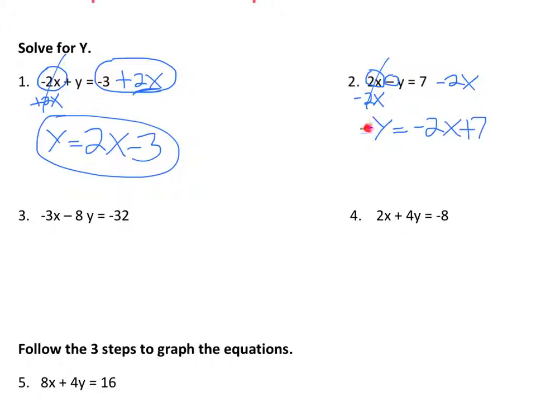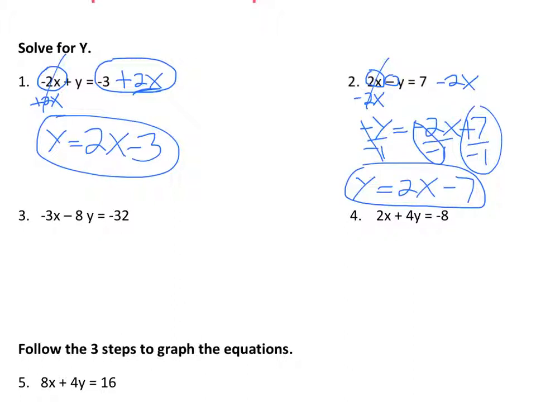And then I still want to get rid of this negative because I want Y by itself. So if I get rid of that negative, I divide everything by negative 1 from both sides. This cancels, so I just have Y. Here, these two negatives cancel, and it's just 2X. And then here, 7 divided by negative 1 is negative 7. So when we isolate this, we get Y equals 2X minus 7. Okay, let's just do one more.